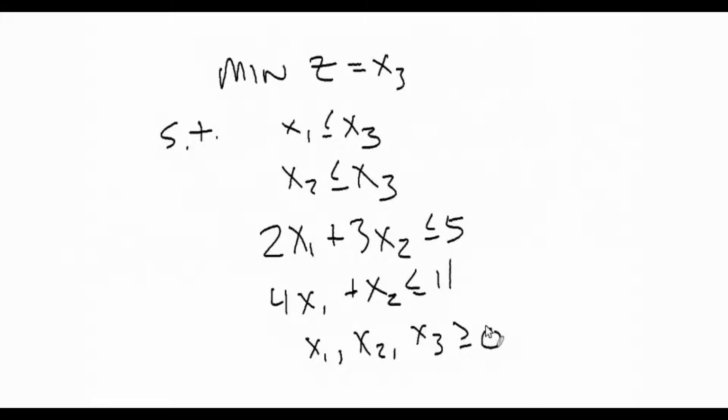Well, it looks like a nice LP except for one problem, and that is that we have decision variables on the right-hand side of these inequalities up here, and in a canonical LP, we only have constants on the right-hand side, all the decision variables on the left-hand side. So let's rewrite the LP in the final form.